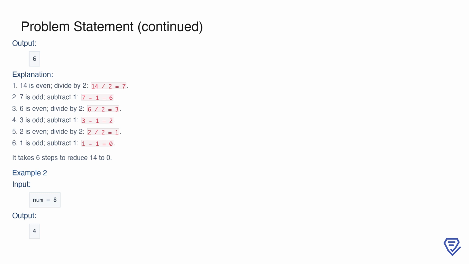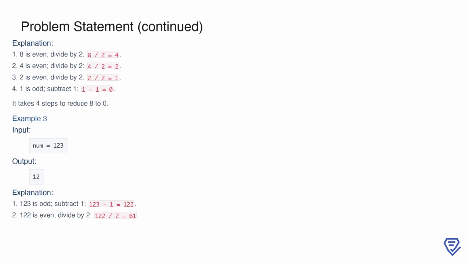Here, the input is number equals 14. The output is 6, and here's why. First, since 14 is even, we divide it by 2, which gives us 7. Next, 7 is odd, so we subtract 1 to get 6. Then, 6 is even, so we divide it by 2, resulting in 3. Since 3 is odd, we subtract 1 to get 2. Now, 2 is even, so we divide it by 2 to get 1. Finally, 1 is odd, so we subtract 1 to reach 0. This sequence involves 6 steps in total to reduce 14 to 0.